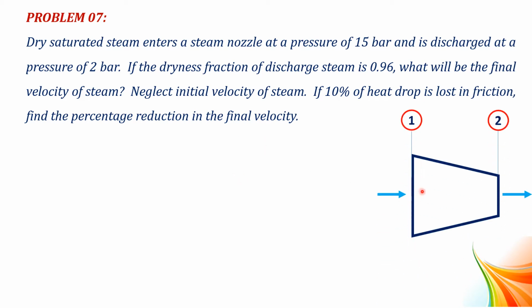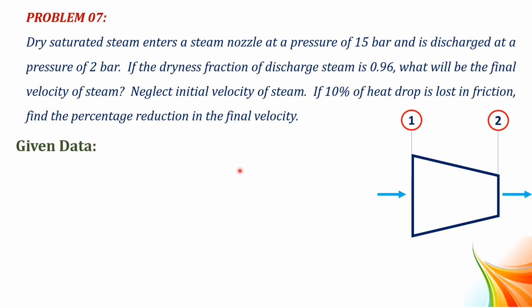See, here we are considering a convergent nozzle. One is the inlet and two is the exit. Steam enters at 1 and leaves at 2. The area of the convergent nozzle decreases from inlet to exit.